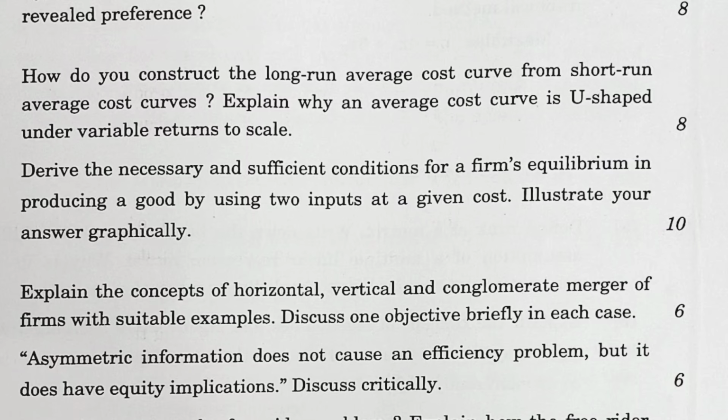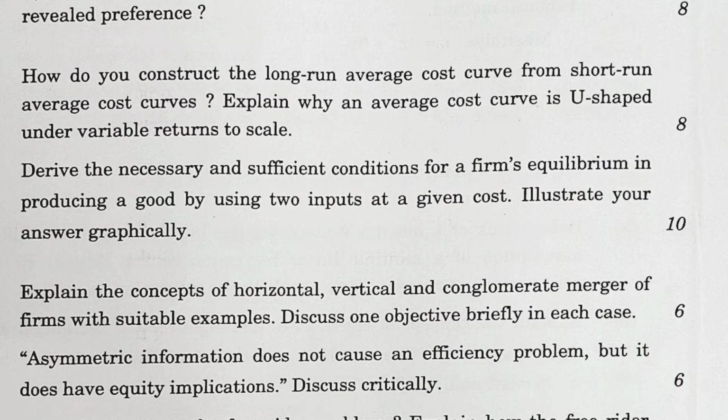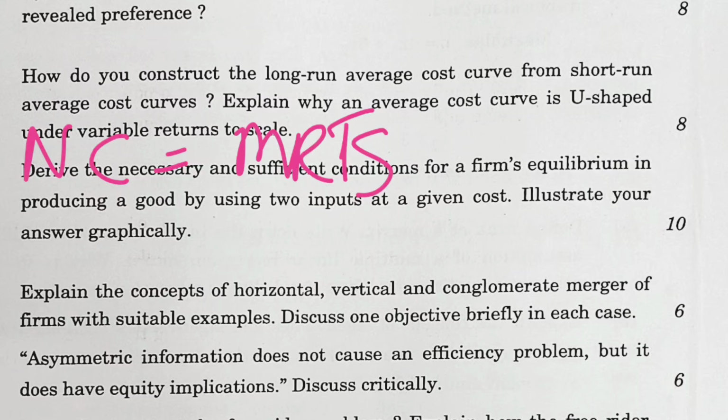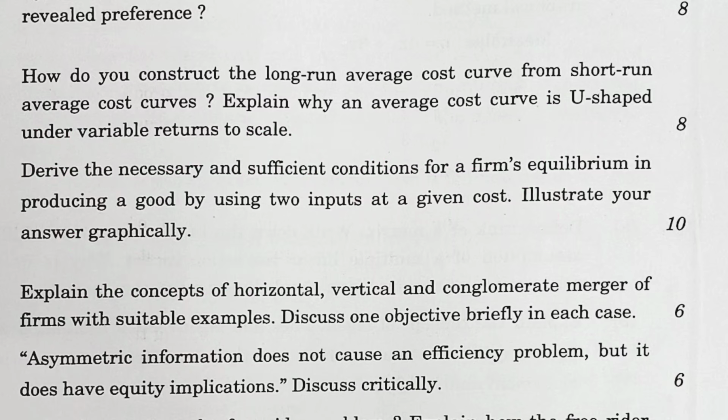Then the next question is: derive the necessary and sufficient conditions for a firm's equilibrium in producing goods by using two inputs at a given cost. Illustrate your answer graphically. So the necessary condition is that the marginal rate of technical substitution between two inputs should be equal to the ratio of the prices of the two inputs, and the sufficiency condition shows us the convexity of the isoquant that should be satisfied.